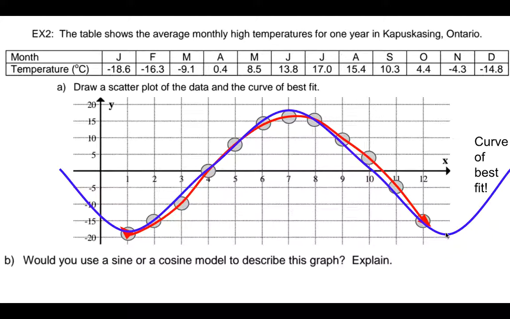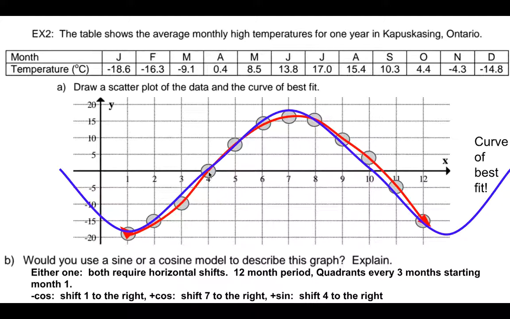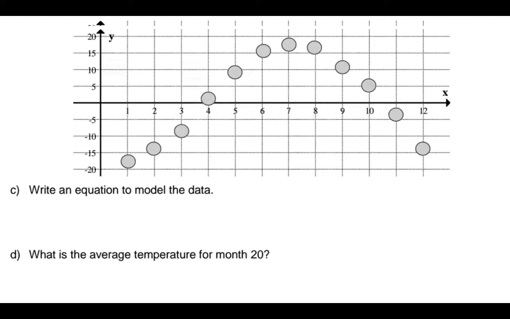So every 3 months. And you can also use a cosine curve shifted right 7, a sine curve shifted right 4. A lot of different things that you could do there. You just have to make sure that you do go through those 3 month bumps, or as you hit the key points every 3 months.